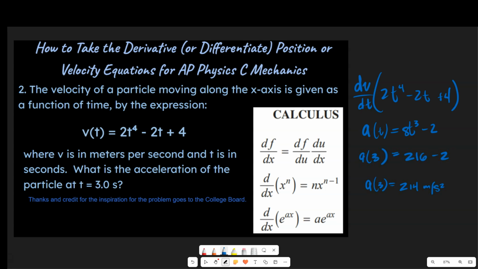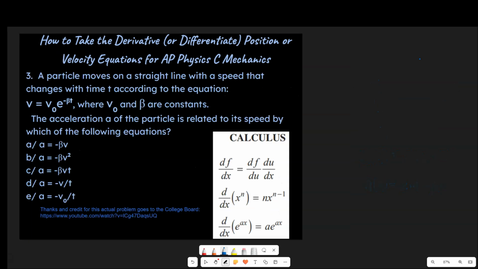Let's try one more that's harder. Okay, and this one is definitely harder. We're going to write our original equation embedded in the derivative symbol. So dv dt of v naught times e, Euler's number, to the negative beta t power, and that's our original equation.